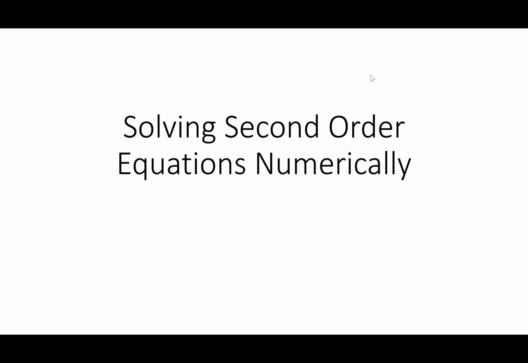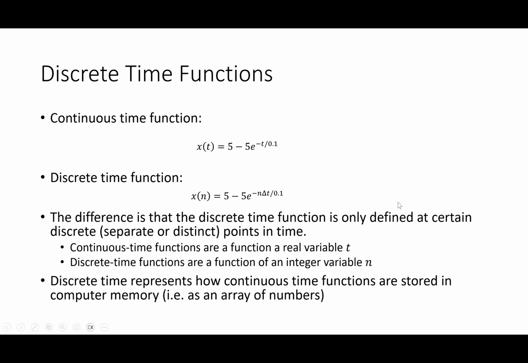Okay. All right. So we talked about this last time, this notion of discrete time functions. That thing on the top, x of t, 5 minus 5 e to the negative t over 0.1. This form here in general is 5 minus 5 e to the negative t over tau. What do we call tau? What's the name we give to it? Well, time constant. It controls how fast the transient decays.